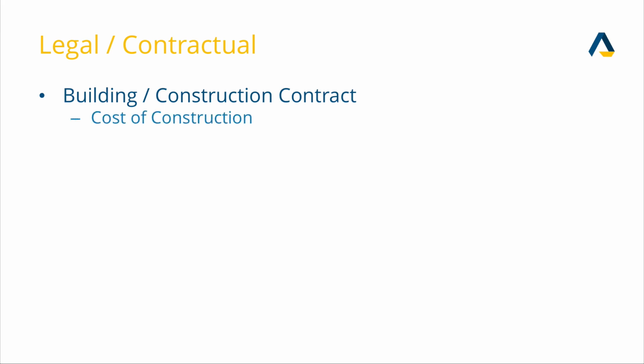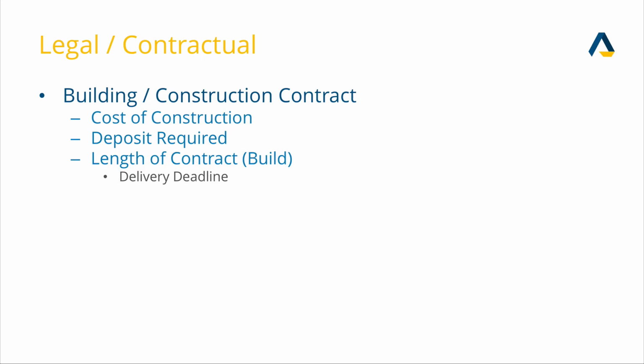What is the cost of construction that you already have in your construction contract? Is there a deposit required? When is it required? What is the length of the building contract going to be? When is the delivery deadline going to come in? Are there going to be any price fluctuations, or is there anything allowed for in the contract? Should there be any price variations as we go along?